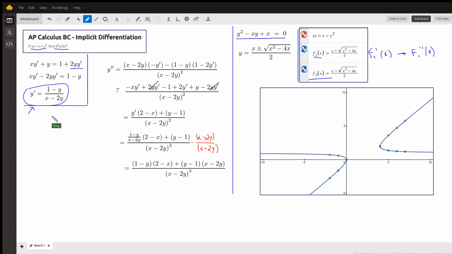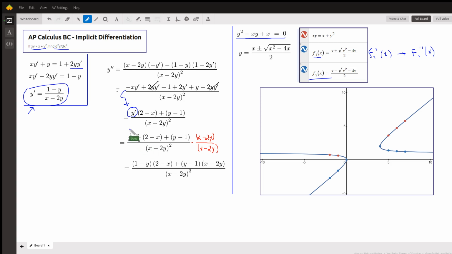Now to get y double prime, got to use the quotient rule. So here's the denominator times the derivative of the numerator, minus the numerator times the derivative of the denominator, all with respect to x, over the denominator squared. And if we distribute these and combine similar terms, do some stuff, the whole idea was to get this y prime kind of sitting out here by itself. So hopefully you can see how to get from here to here.